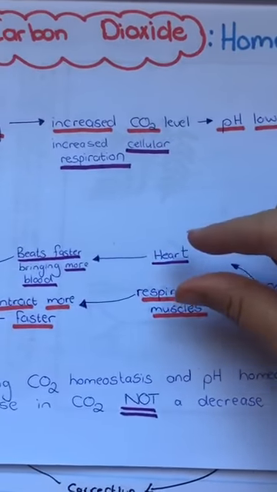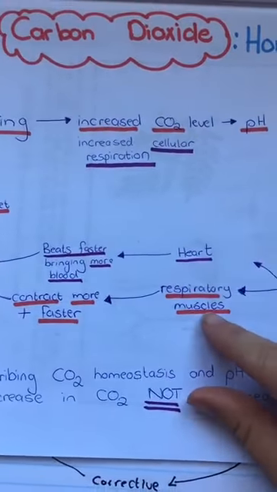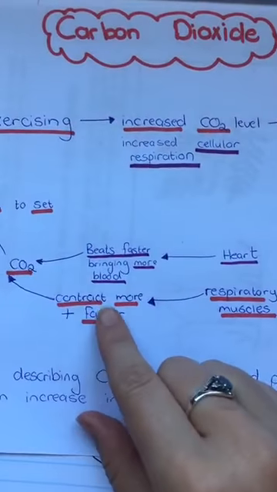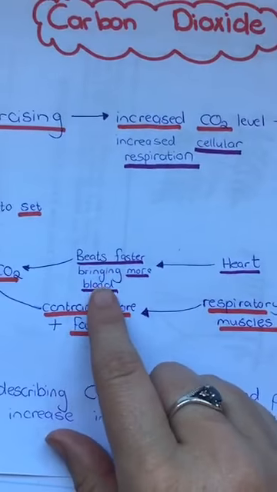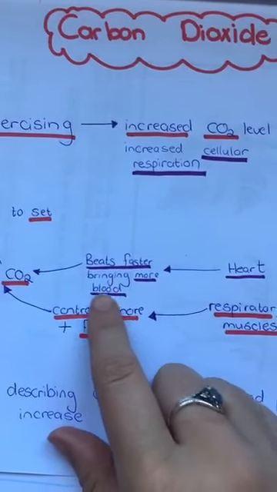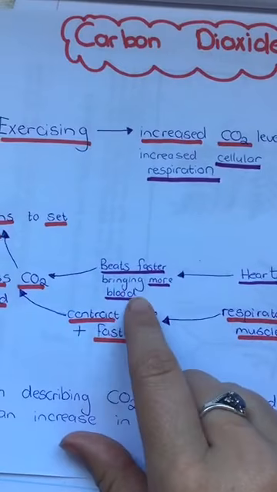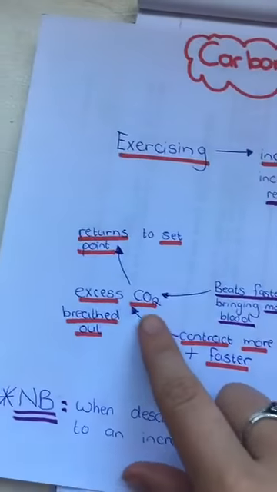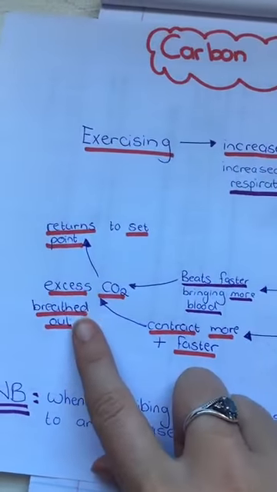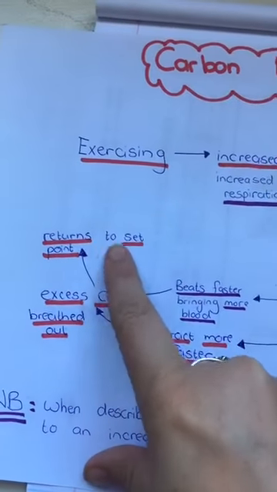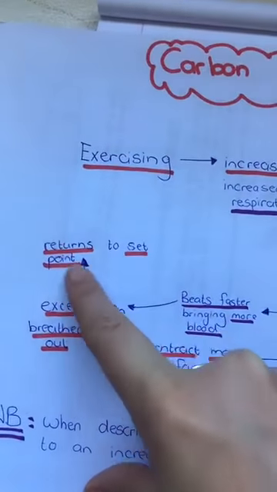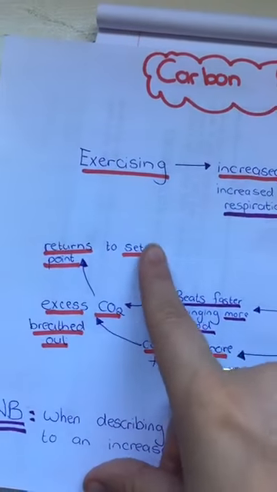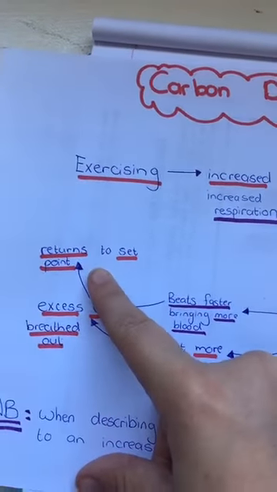And so they're simultaneous. So let's just quickly go with the respiratory muscles. They contract more and faster. And the heart obviously beats faster, bringing more blood, as in bringing more oxygenated blood to the muscles. These two together allow excess carbon dioxide to be breathed out, and you return to the set point, or to the norm. Many matrics don't write this very last point, and that's probably why you're not getting full marks at the end of the year.